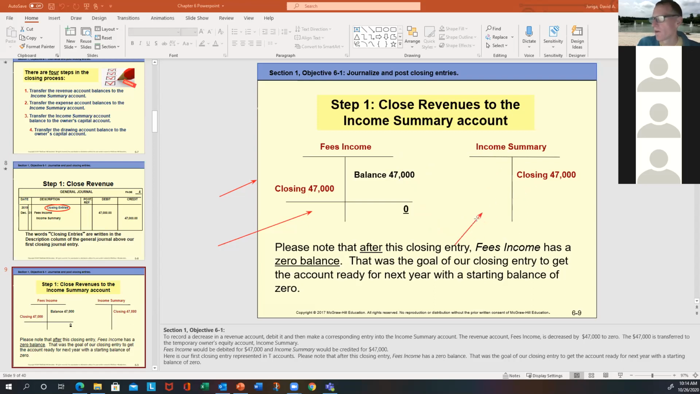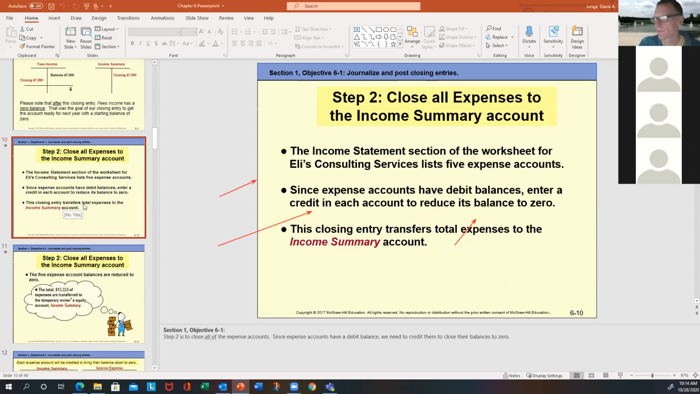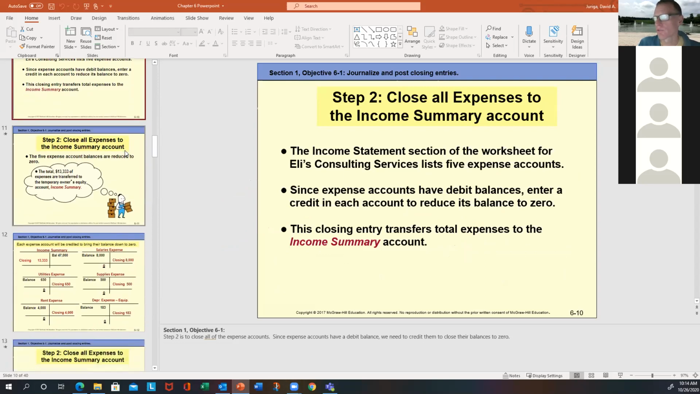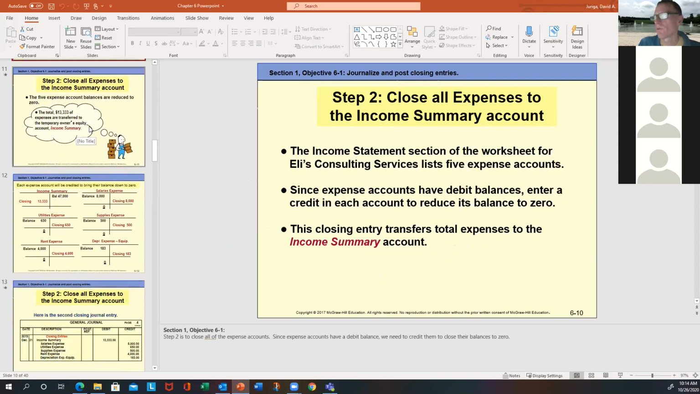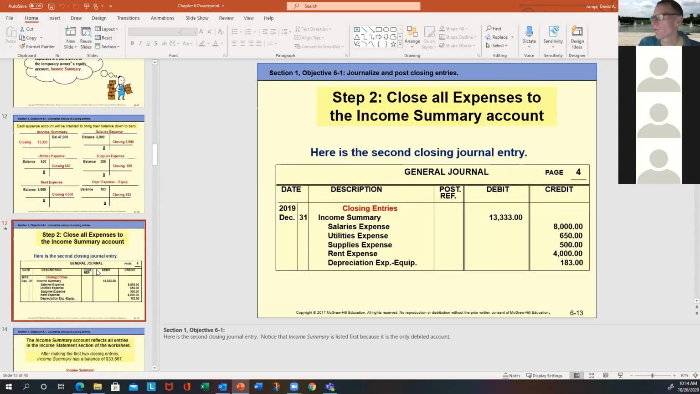All right. Now, once you've done that, we would then do closing all the expense accounts. And again, because expense accounts have debit balances, what we would be doing is crediting the expense accounts to close all those out. So in this case, I'll just show you a couple examples. Let me first show you an example of how it would at least look.